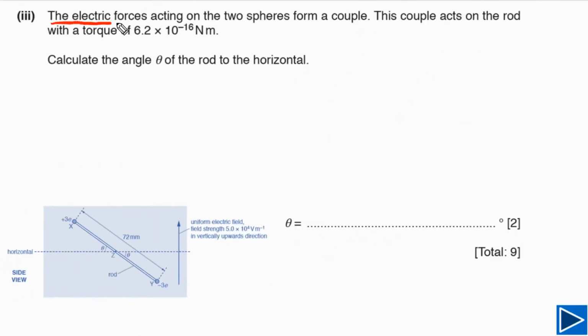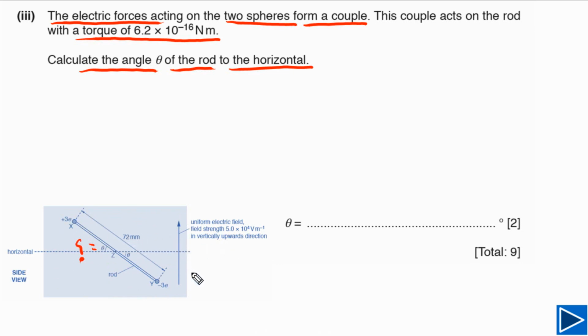For this part, it is given to us that the electric forces acting on the two spheres form a couple, and the magnitude of the torque of the couple is equal to 6.2 times 10 to negative 16 newton meters. We need to calculate angle theta of the rod to the horizontal, meaning we need to find the value of this angle. But in this question, hint is given to us: torque of a couple. So we need to use the concept of torque of a couple to find the value of angle. Let's try to understand this arrangement first, how the forces are acting on this rod.